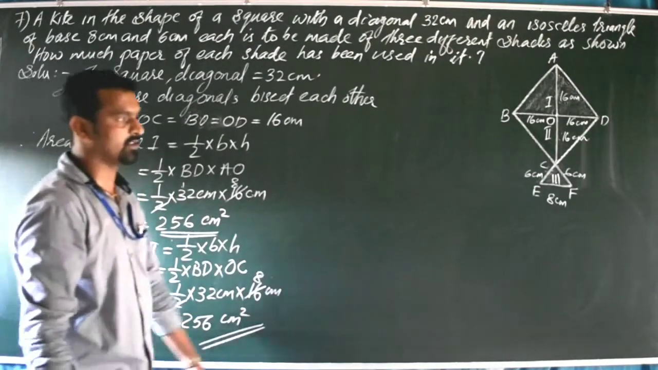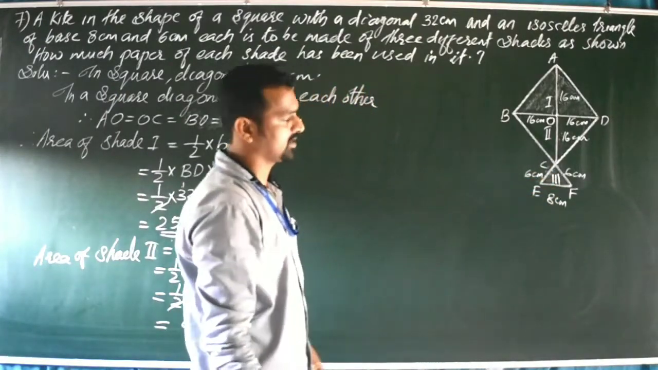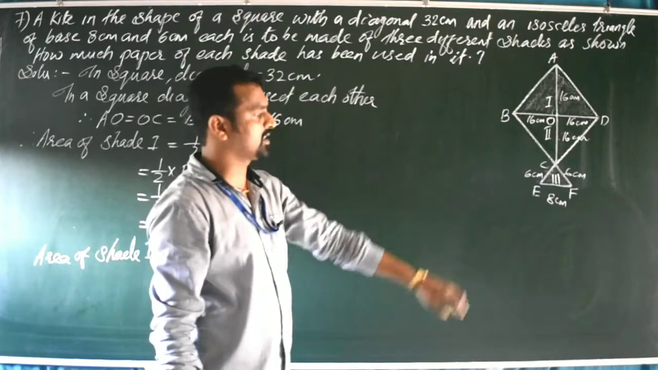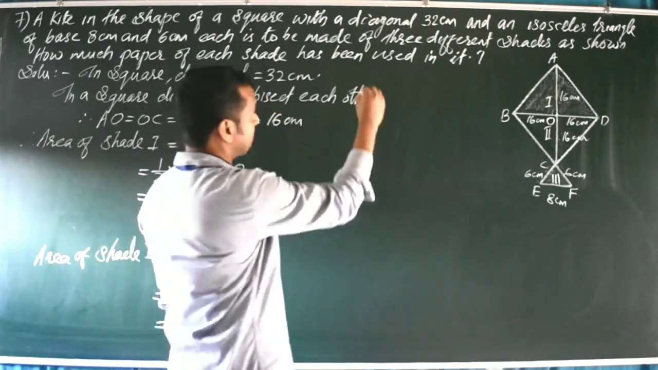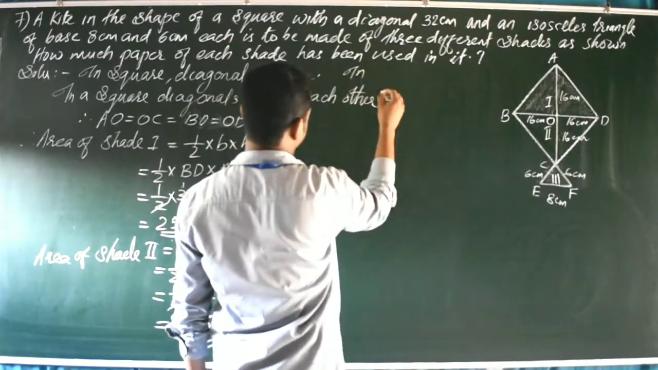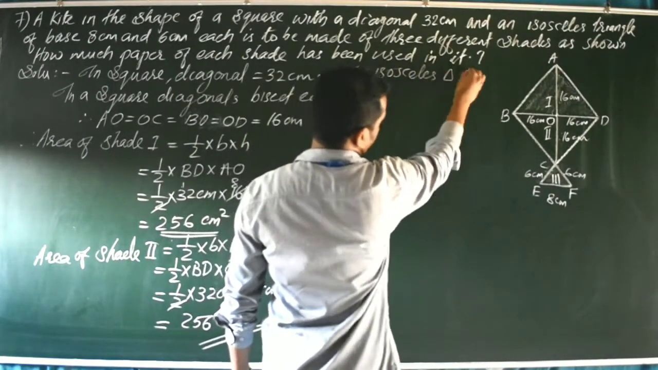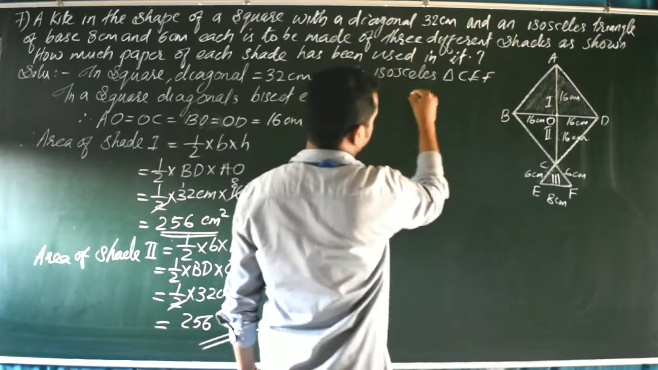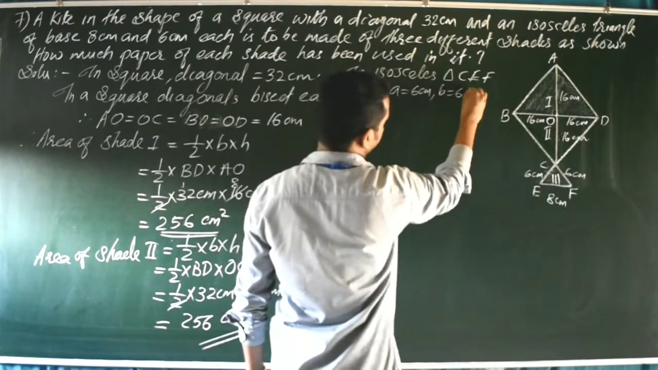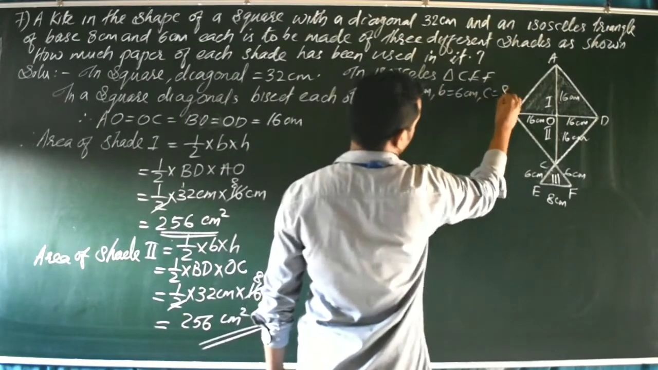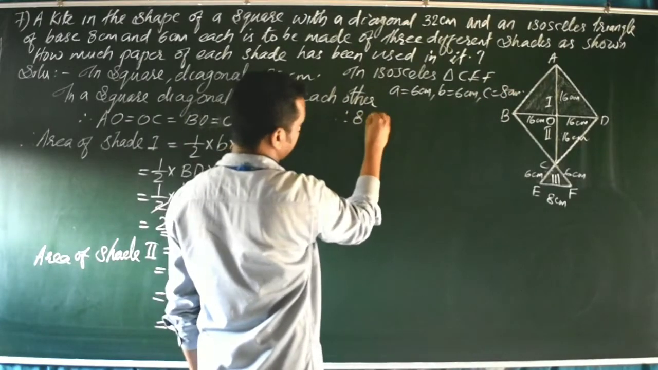Now we have to find out area of shade 3. In this case, it is an isosceles triangle. All the 3 sides are given there, so we have to use Heron's formula. So now we will write, in isosceles triangle CEF, A is equal to 6 centimeter, B is equal to 6 centimeter, and C is equal to 8 centimeter. Therefore, S is the semi-perimeter.